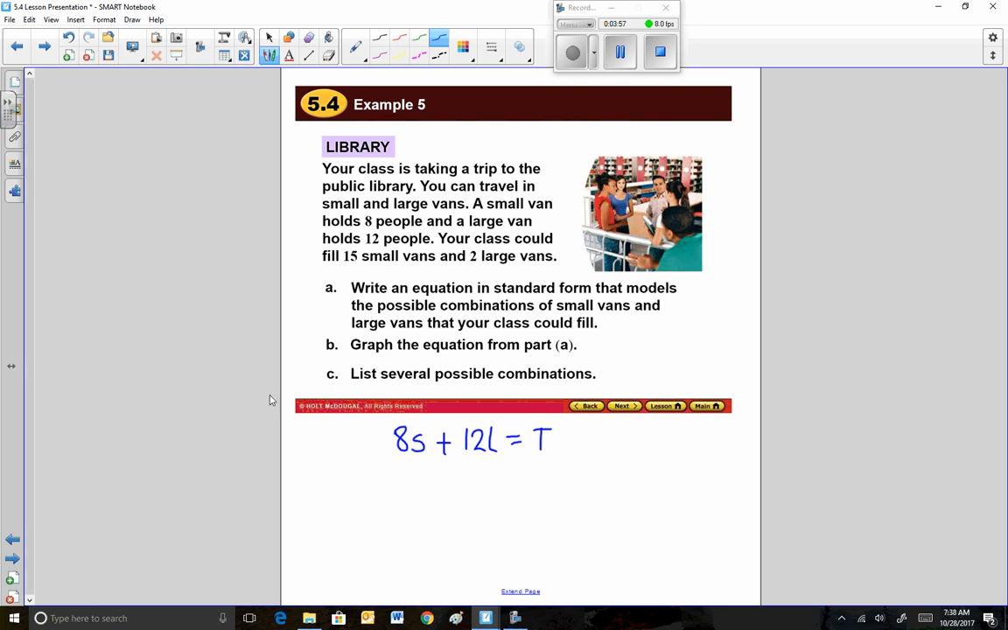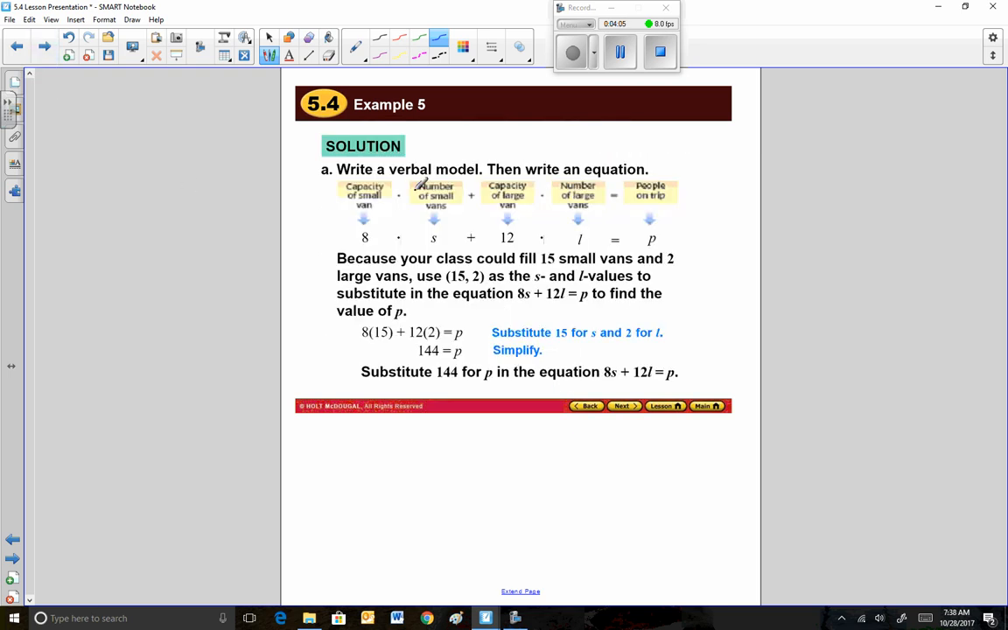All right, so we have small vans and we have large vans, and that gets us our total for our trip. So that gives us an idea. And that's what they write here: 8 small, 12 large equals, we put people for vans, P. Now, keep in mind that when you finished your trip, you had 15 small vans and 2 large vans. So the 15 small vans goes into the S because you had 15 small vans. So you substituted a 15 in there.